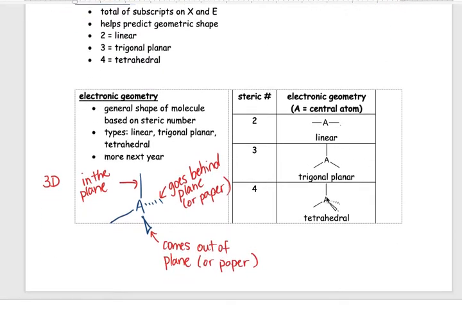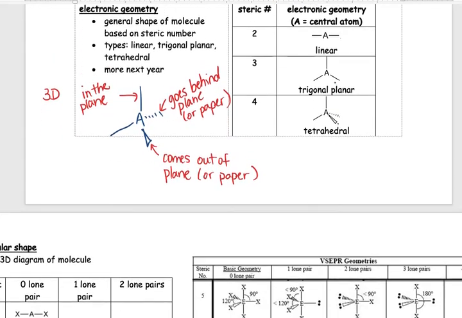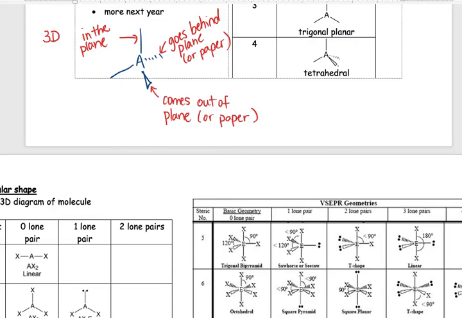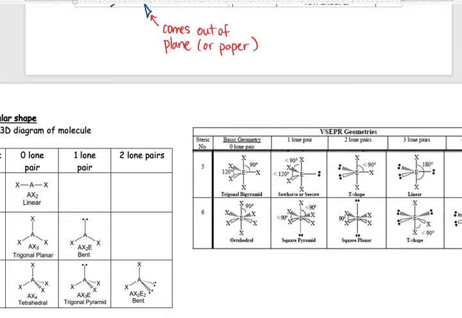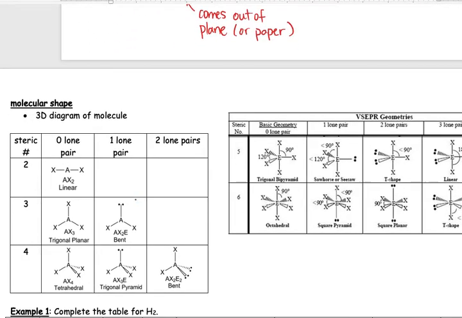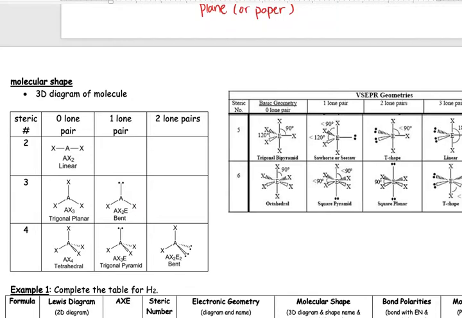So these are some general examples of possible shapes. But there's a more thorough table on the next page. All right, so if we go over here, we have a steric number 4. Remember we found steric number 4 for water? So we're trying to figure out which one of these three shapes it is.